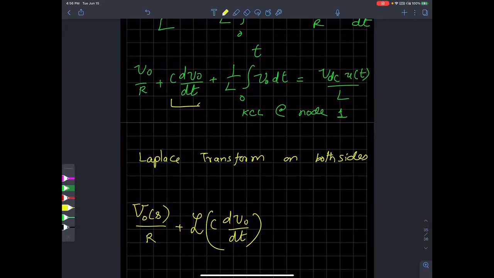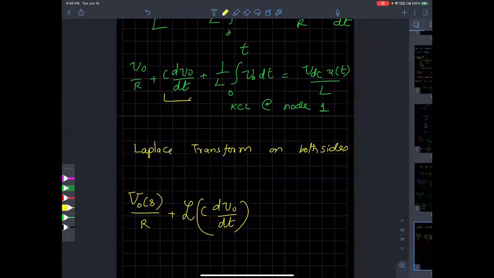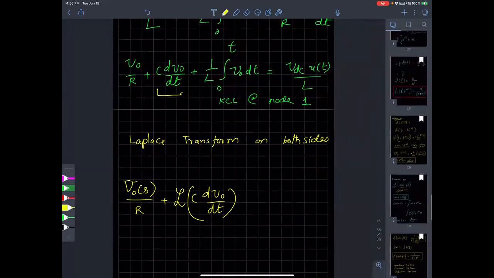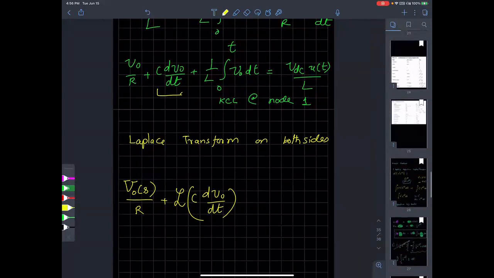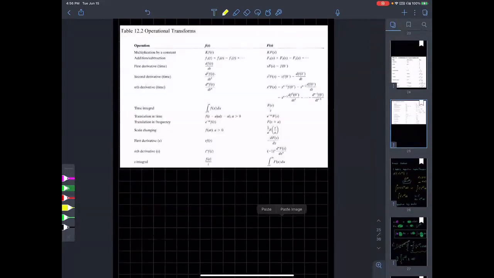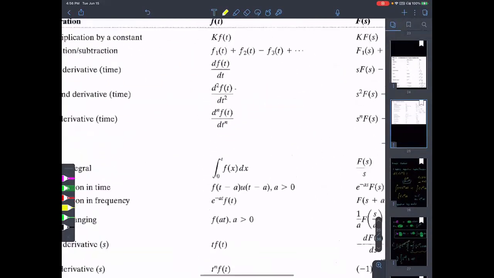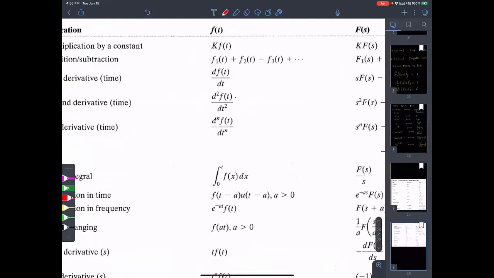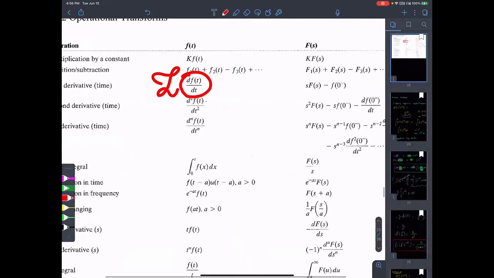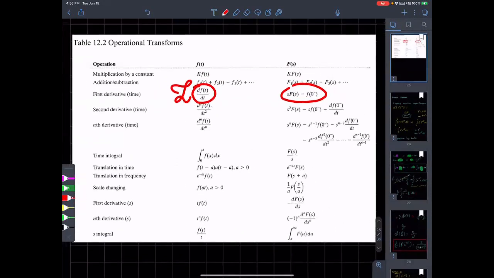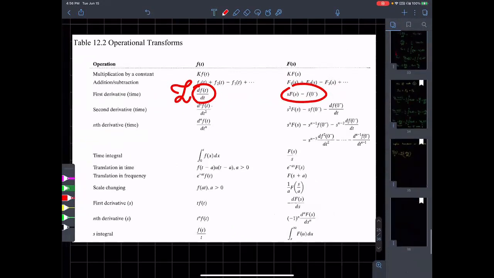Let me refer to the table here. If I have a function's derivative and I'm trying to take the Laplace transform of it, what I get is s times the Laplace transform F of s. Okay, so let me see.